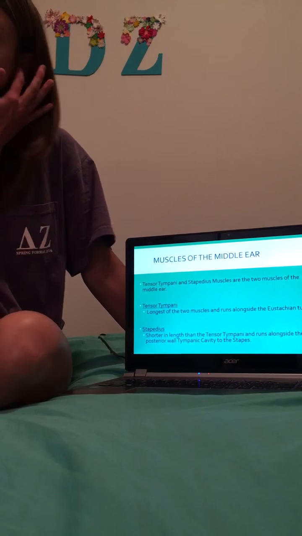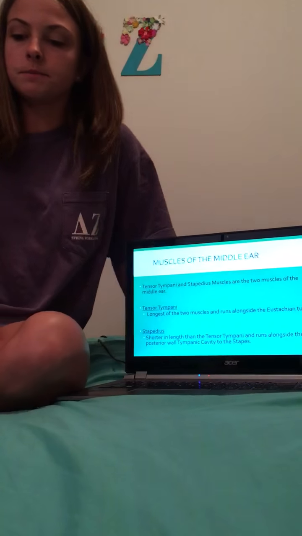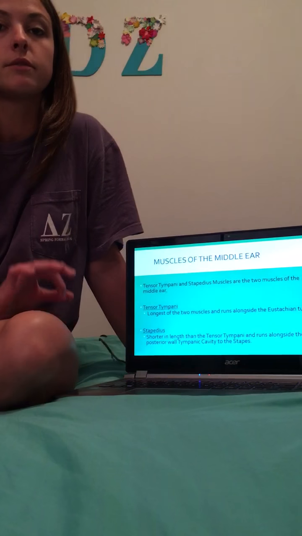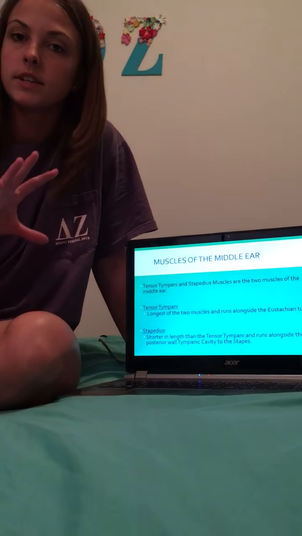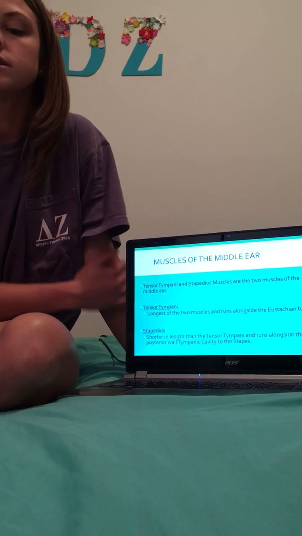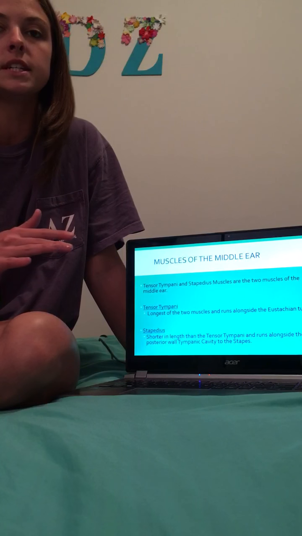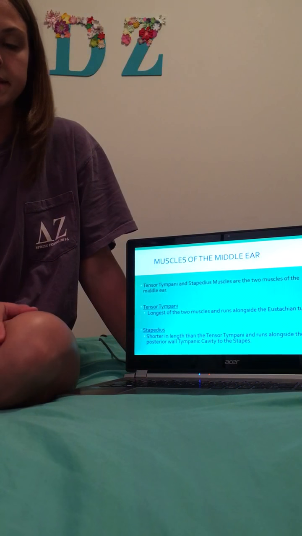The tensor tympani is the longer of the two muscles and runs alongside the eustachian tube, and the stapedius muscle is the shorter of the two and runs alongside the posterior wall of the tympanic cavity to the stapes.